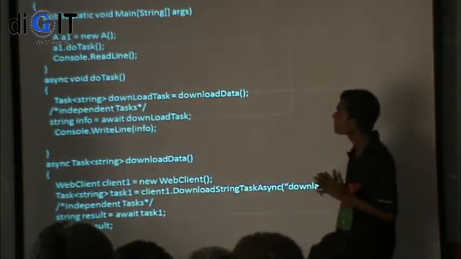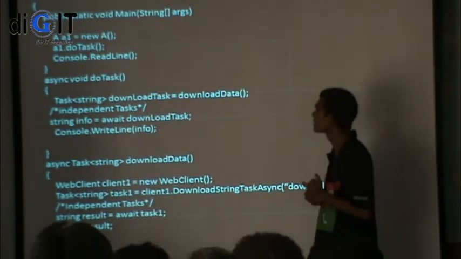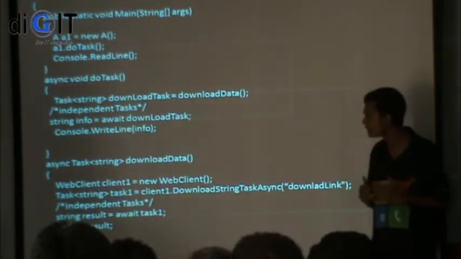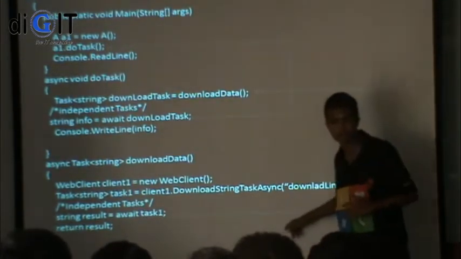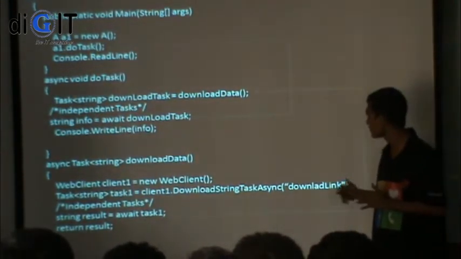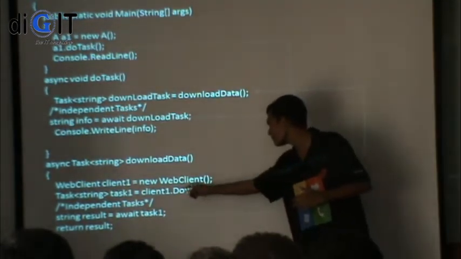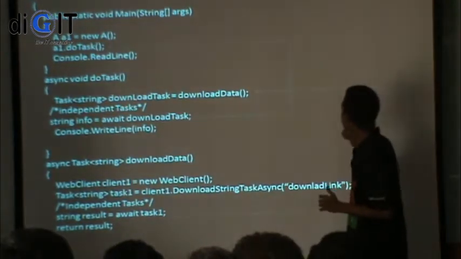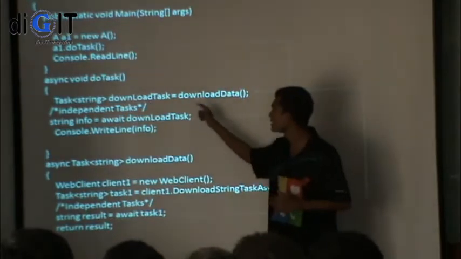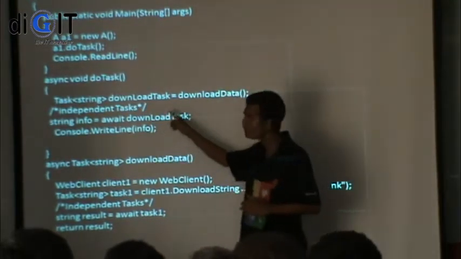Another purpose of this task object is to retrieve the result which is returned from this asynchronous method. So what will happen is, as soon as I suspend execution here, it will come here and assign a task object, and here I have another independent region.